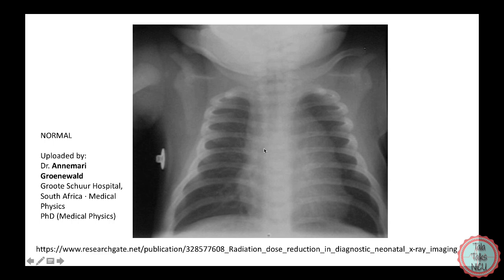Then you also want to see, like we said, some hilar vessels and the vessels spreading out through the lungs. The presence of vasculature in the periphery is what would give you a clue about whether there is lung there or whether the baby popped a pneumothorax.